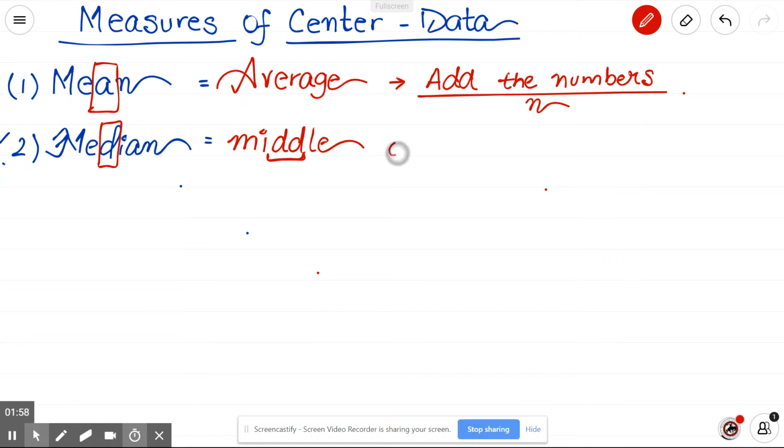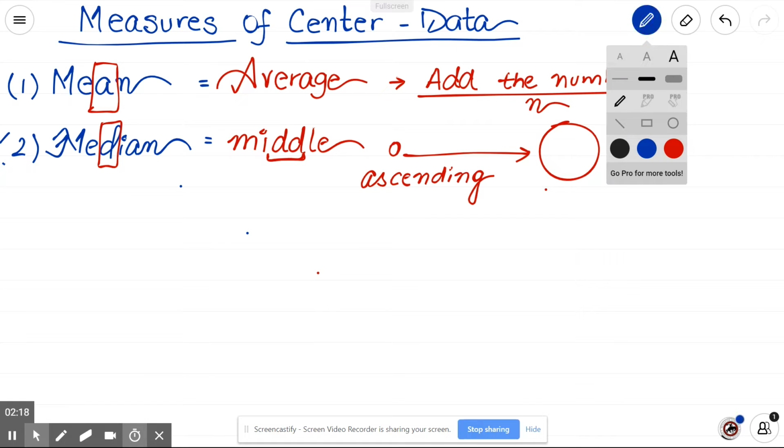But for that, you have to also remember you have to arrange your data set from smallest to biggest, or in ascending order. So once your data is in ascending order, or increasing order, you find out which is the middle value of the data set. And we'll do an example so things should be clearer to you with an example.